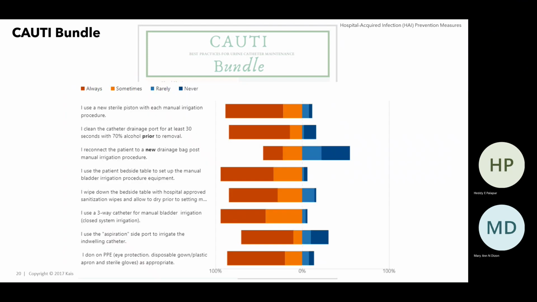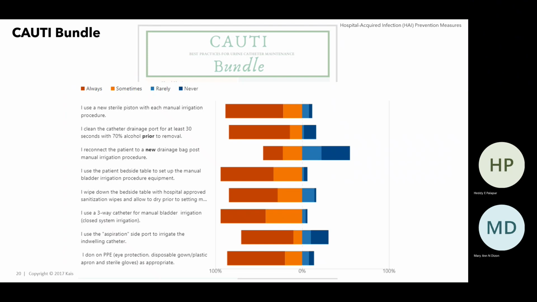These are the results from a gap analysis survey that was posted earlier this year. Thank you for those who participated in the survey. The results demonstrated there are gaps in both nursing knowledge and practice. Learnings from the survey demonstrated that not all staff use a new sterile piston with each manual irrigation.